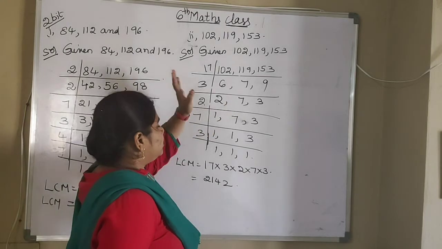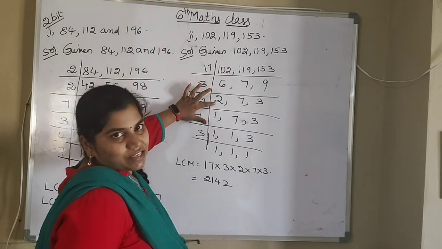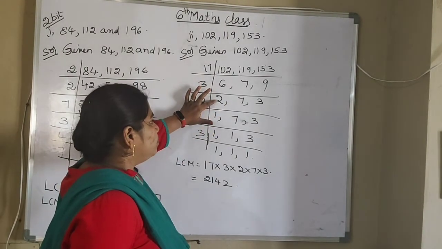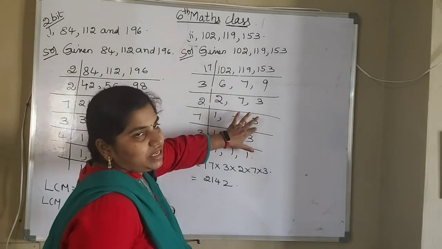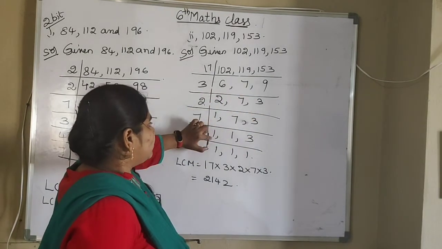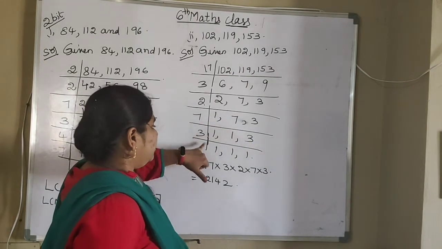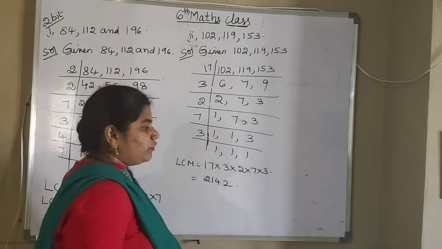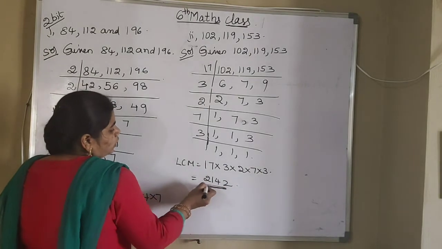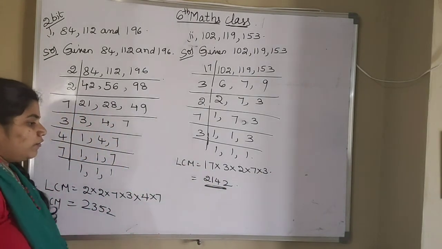So those numbers themselves we are taking. First I am taking 2. 2 1s are 2. 7 as it is, 3 as it is. Again 7, this one I wrote as it is. 7 1s are 7. 3 as it is. 3 1 1 1. So if you multiply all these, how much will you get? 2142.